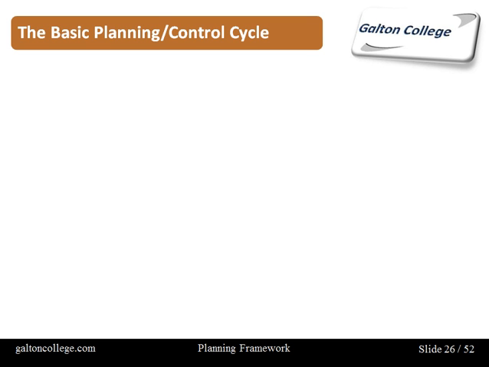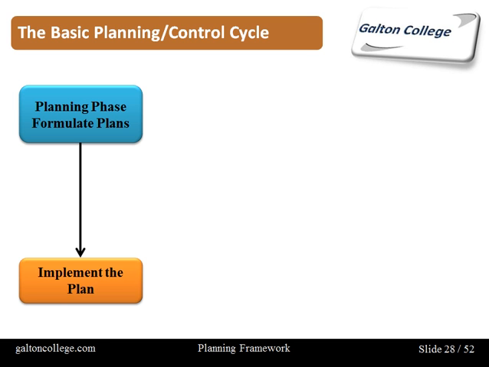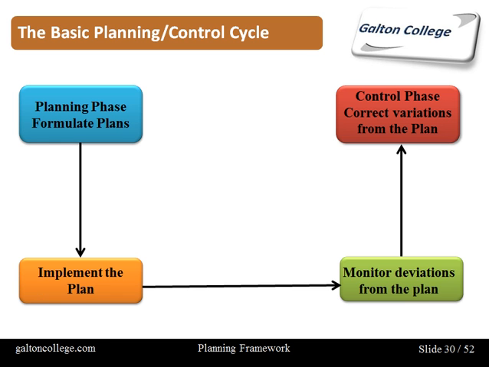Now, the basic planning and control cycle. Well, in the planning phase, formulate the plans. Then, reasonably enough, implement the plan. Monitor deviations from the plan. And in the control phase, correct variations from the plan. That's the idea of the control phase.